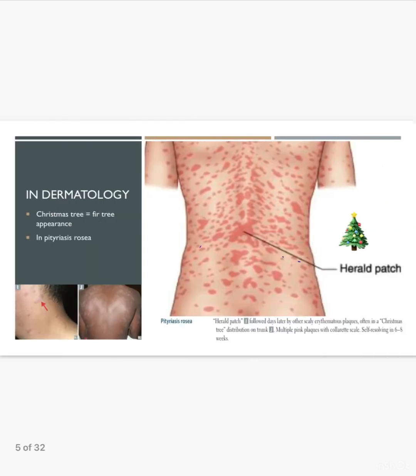Now moving on to the next one, in your dermat. This is known as pityriasis rosea. This is the clinical picture of how the patient presents. First see this one, guys: this is the herald patch or the mother patch. After some time it distributes in a Christmas tree pattern. This is known as the Christmas tree or fir tree appearance, which is seen in pityriasis rosea. Again, an important thing to know.